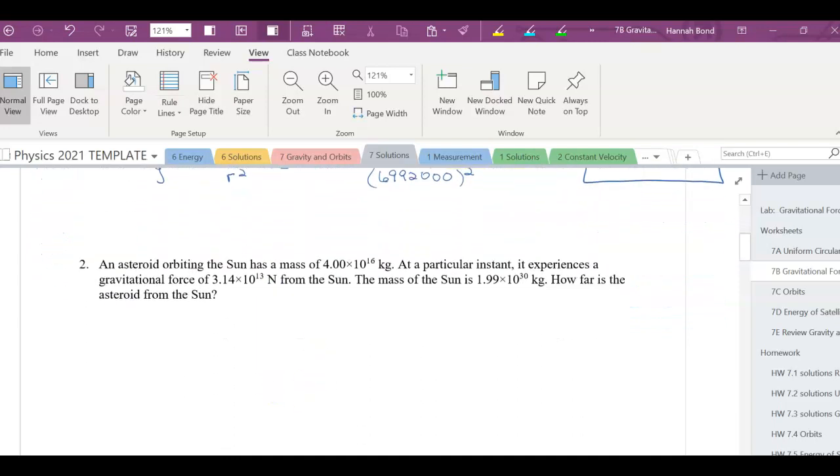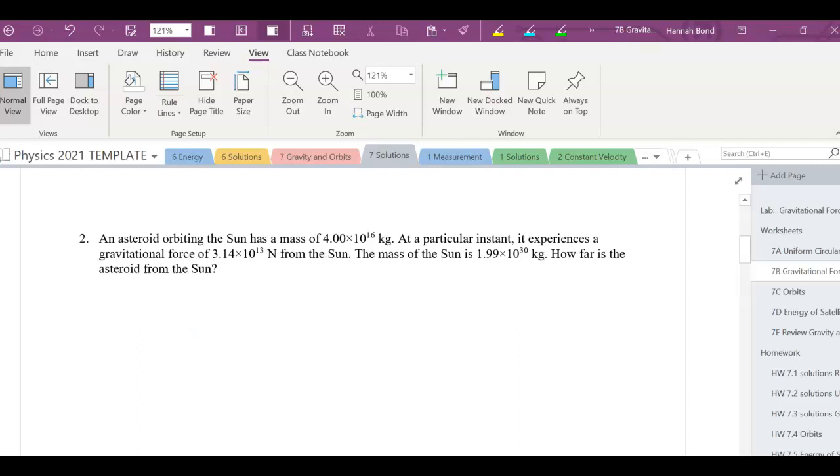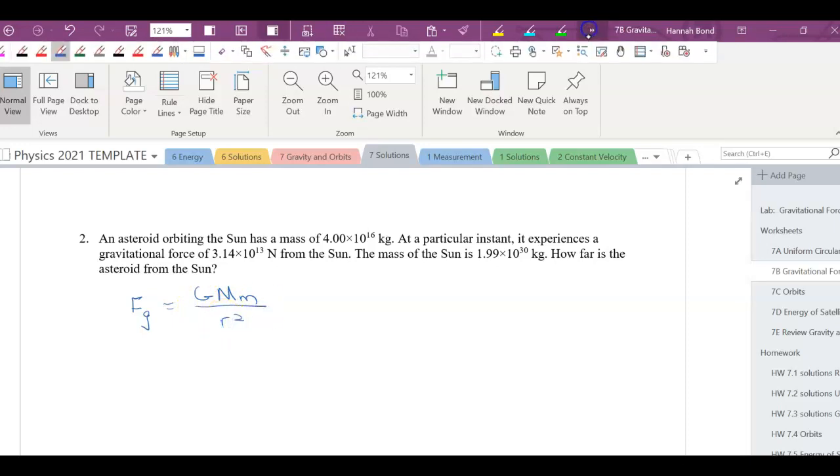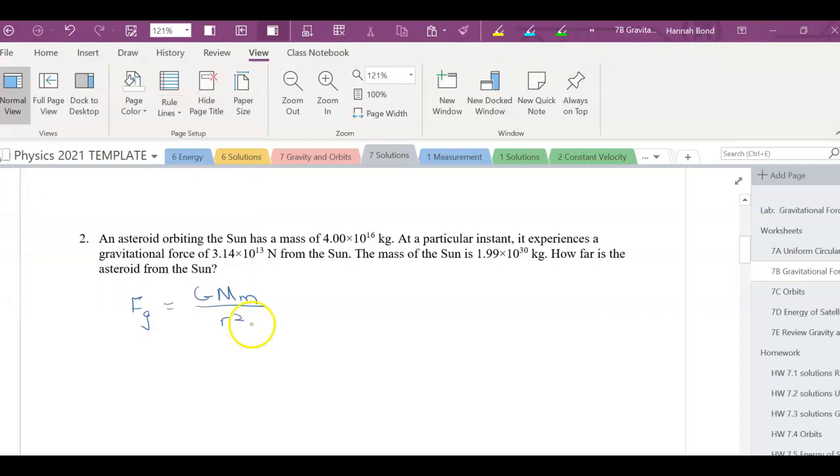Let's do another one. Here we have an asteroid orbiting the Sun. The asteroid has a mass of 4 times 10 to the 16th kilograms. And it is experiencing a gravitational force of 3.14 times 10 to the 13th newtons. We have the mass of the Sun. So we want to know how far the asteroid is from the Sun. So here, this involves a gravitational force, and what we are trying to solve for is the distance, which is this r. So I'm going to solve for that r.